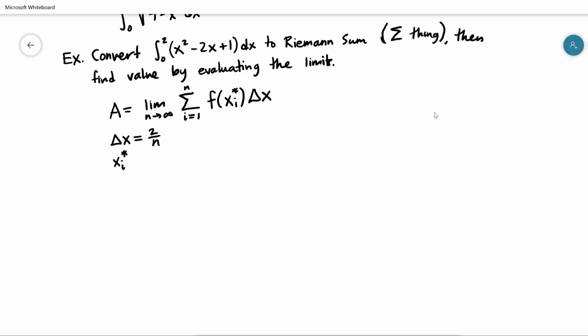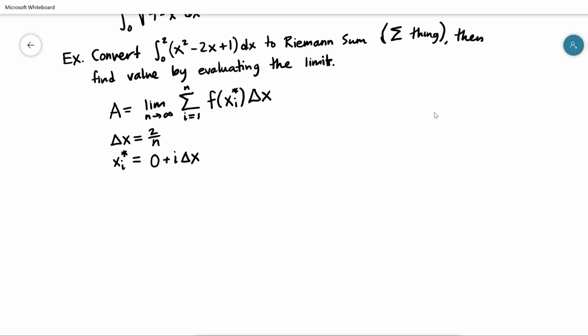The next thing I want to figure out is, where are these xi stars occurring? We already saw that it really doesn't matter where we put them, so let's just put them somewhere convenient. I'm going to put mine at, I don't know, all of the right endpoints of the graph. So again, we're starting at 0, so xi is going to be 0, our starting point, plus delta x times i. So let me do that in the reverse order. So plus i delta x.